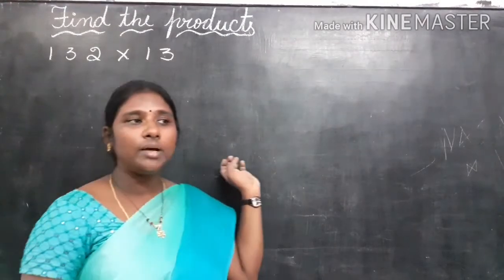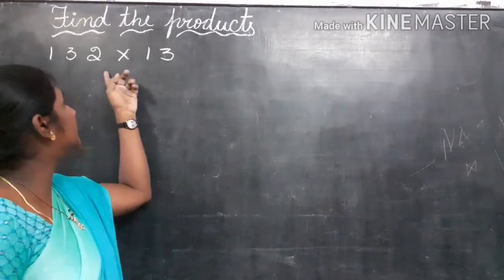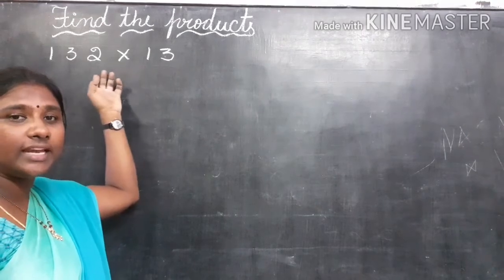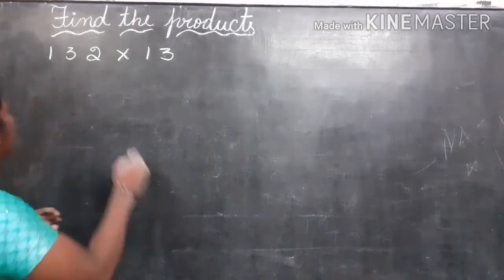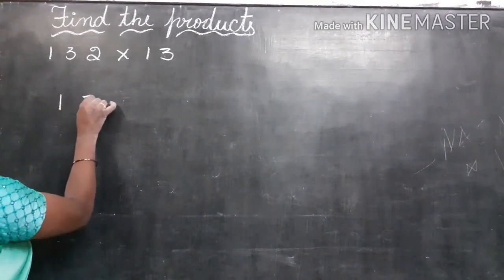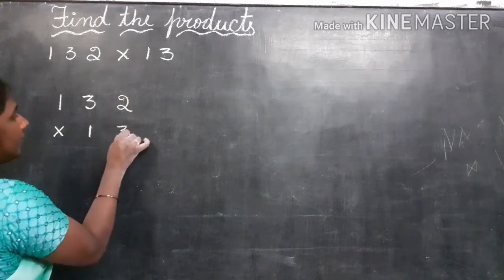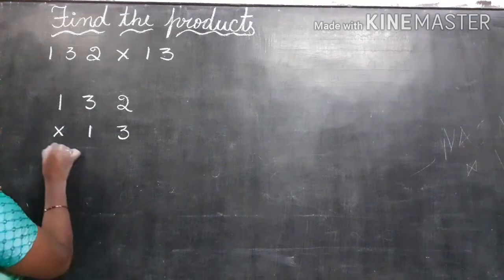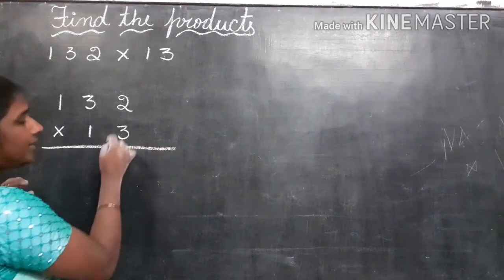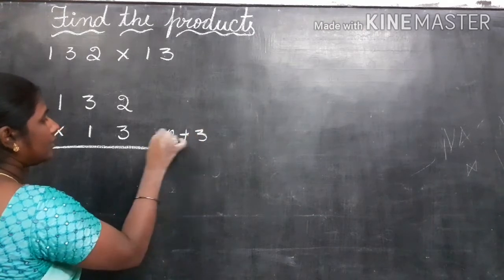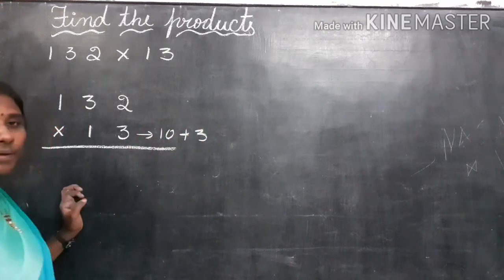Next we are learning multiplication of a 3-digit number by a 2-digit number. Here first, 132 into 13. How should we write this 13? Yes, 10 plus 3.